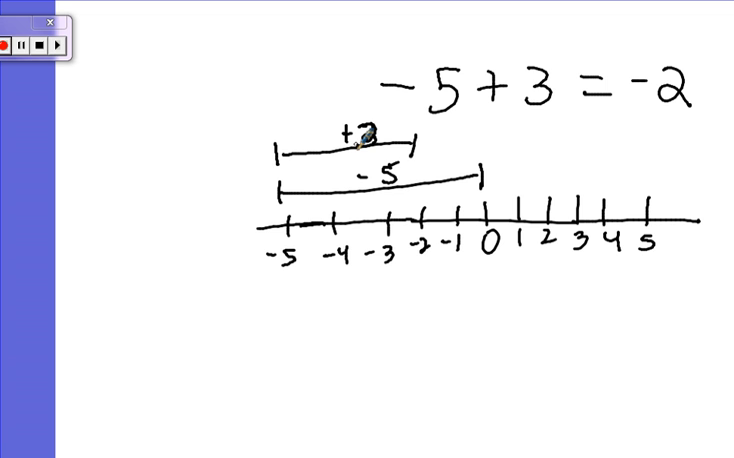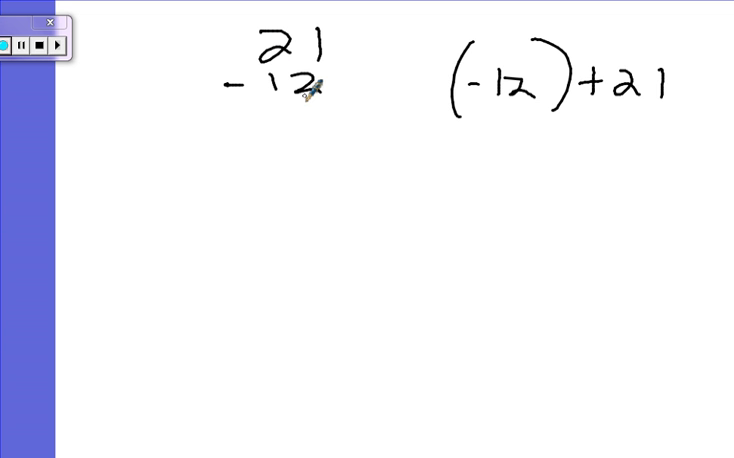All right, so knowing that information, let's do a little bit of fancy work. Negative 12 plus 21. Which in essence, we're doing 21 minus 12, right? That would be 9. Positive 9.